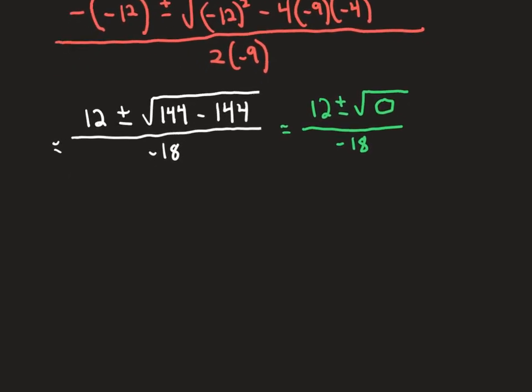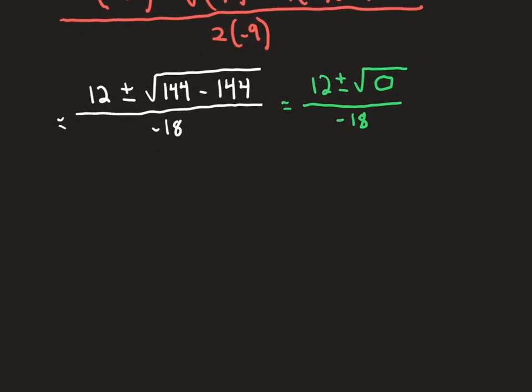So this plus or minus 0 part here on the right, the square root of 0 is just 0. So square root of 0 we don't need. You wouldn't say 12 plus 0 or 12 minus 0. You just say 12. So here we've got just 12. We're going to forget about the plus or minus since we're not adding anything.